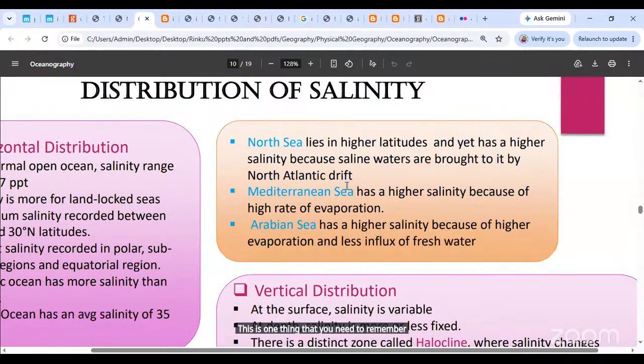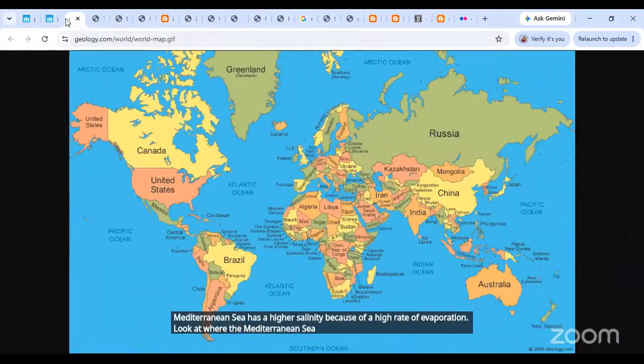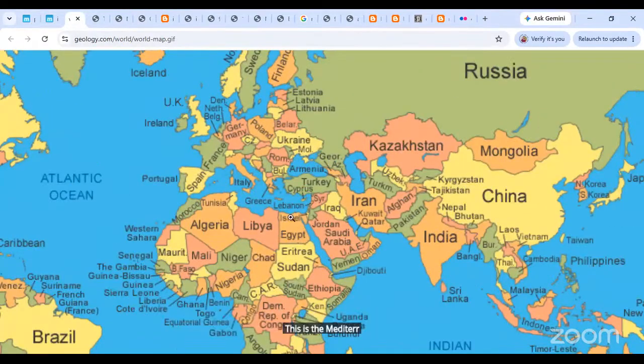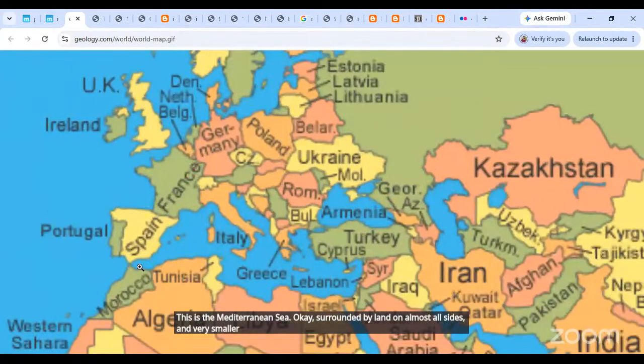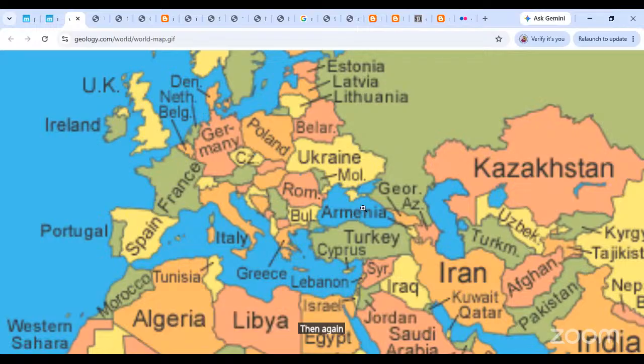The other is this: the Mediterranean Sea has a higher salinity because of a high rate of evaporation. Look at where the Mediterranean Sea lies. This is the Mediterranean Sea, okay? Surrounded by land on almost all sides and very small straits. See, over here you have a small strait. Here you have a small strait. There's the Suez Canal. Then again, there is a very small strait connecting it to the Black Sea.